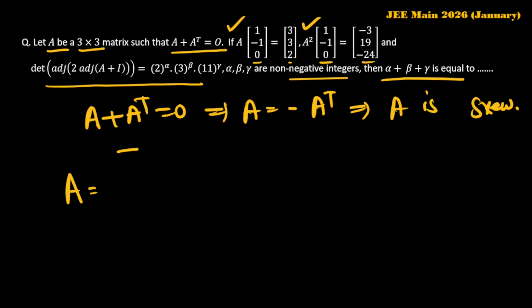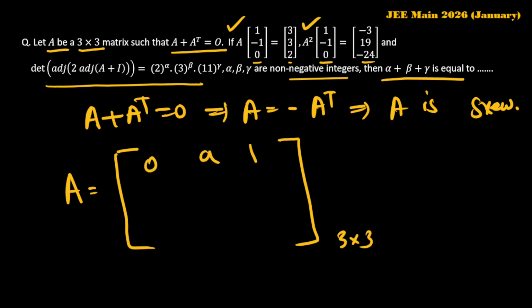For a skew symmetric matrix, all the diagonal elements are 0. So we consider an arbitrary 3 cross 3 skew symmetric matrix. The diagonal values are 0, so first row is 0, a, b, then minus a, 0, c, suppose that is c, and then minus b, minus c, 0. Skew symmetric matrix, so the same things are here, only minus signs are involved. So we apply these two conditions on A.